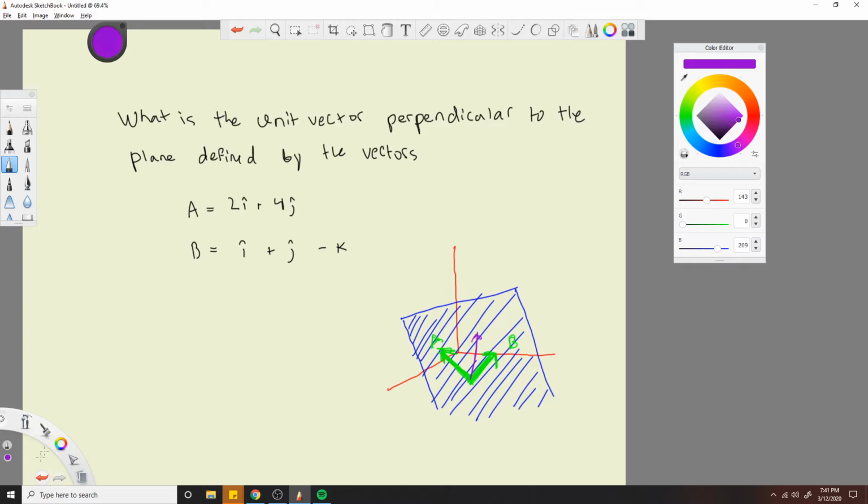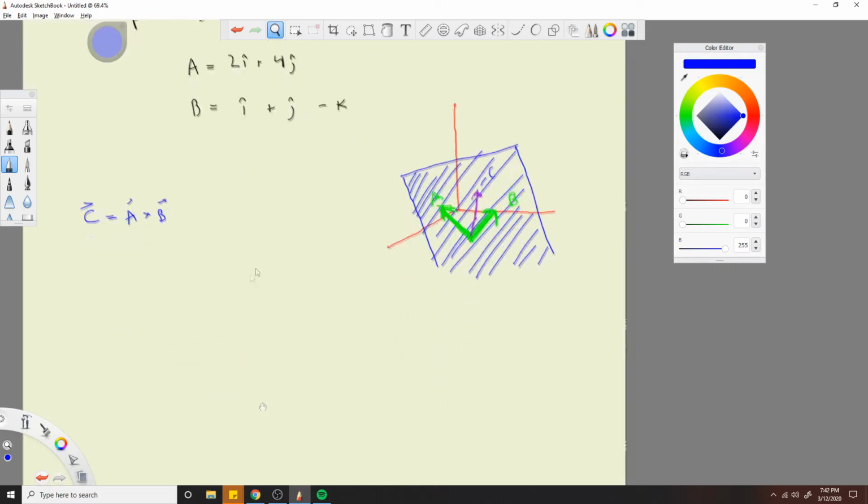So let's go to blue. This will be vector C. So some vector C is A cross B. And this vector C will be perpendicular to the plane of AB. Okay? So how do we do the cross product? Well, first we can set up a grid of our i's, j's and k's. So i hat, j hat, k hat.